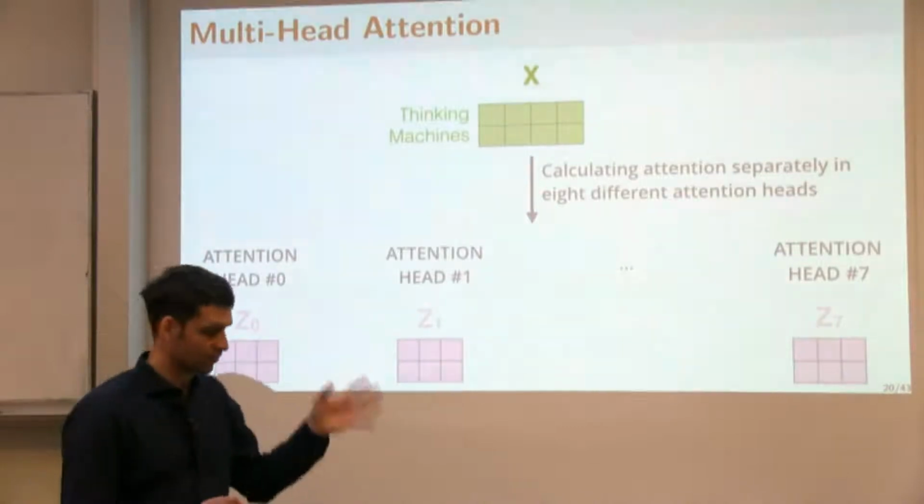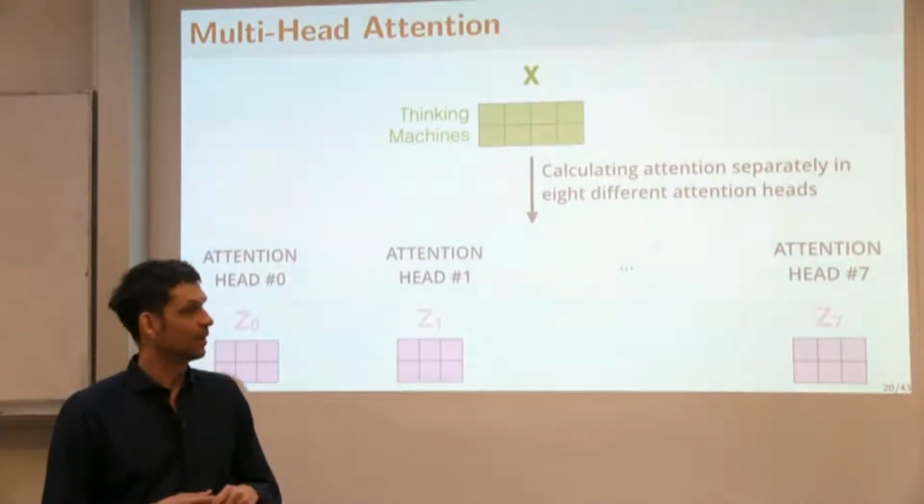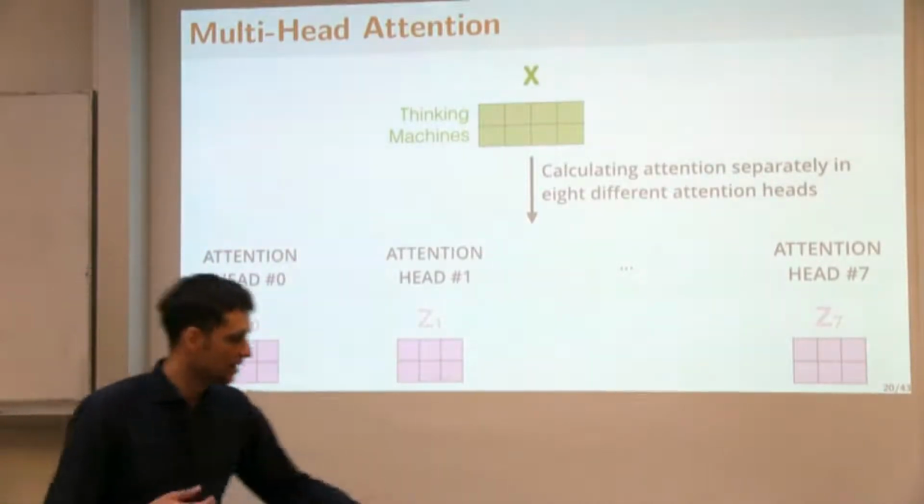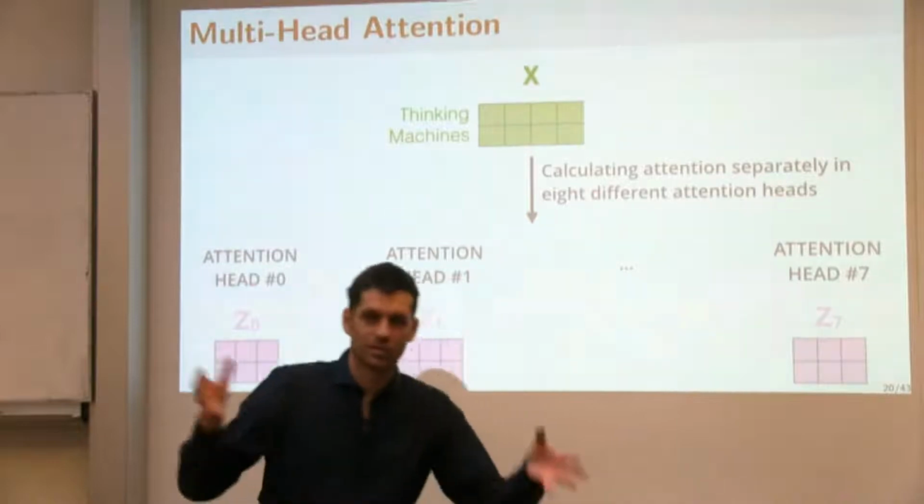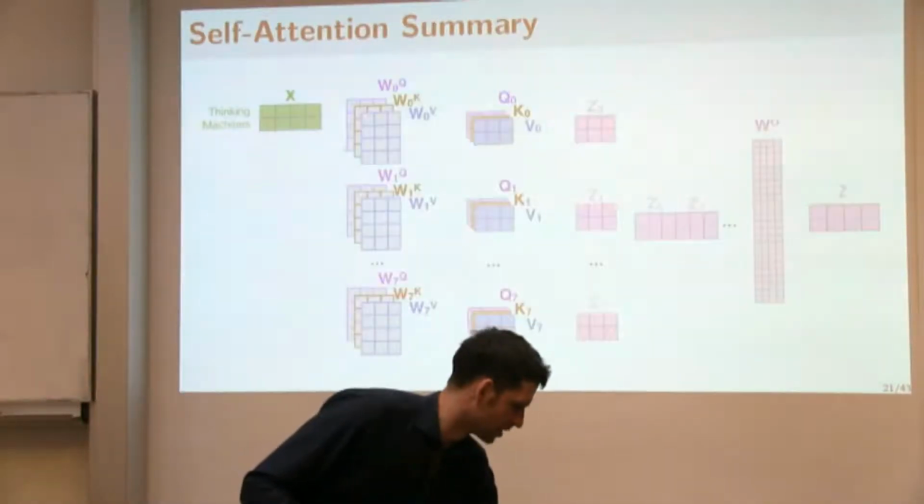So this is kind of surprising, or how do we then handle this 8 times longer output than we were expecting? Well, you do the normal thing. You would just concatenate them and project them to the size that you wanted.